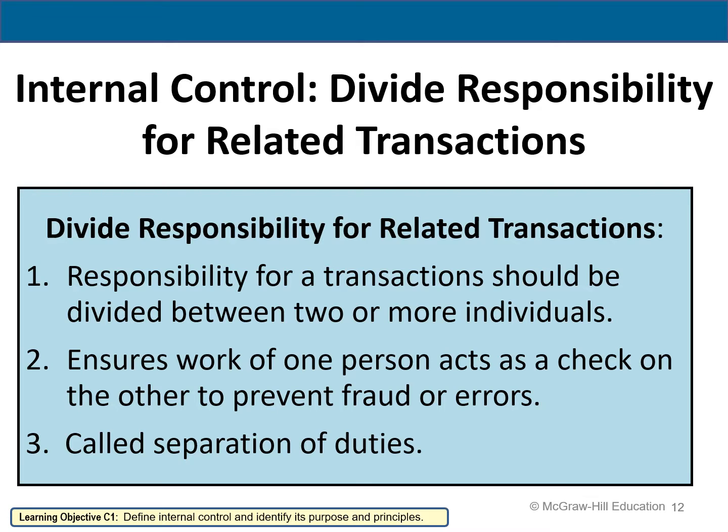Ensure the work of one person acts as a check on the other to prevent fraud or errors. It's called separation of duties. So that same bank, cash receipt and bank idea that I was just talking about, that's what we call separation of duties. Okay.